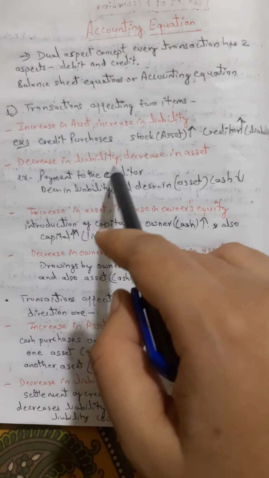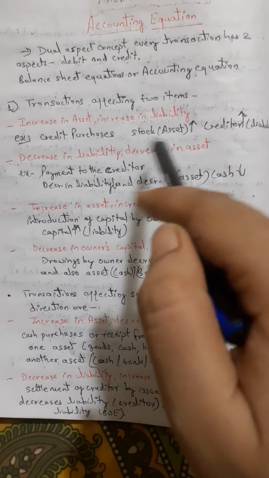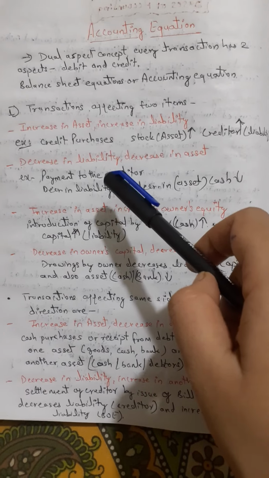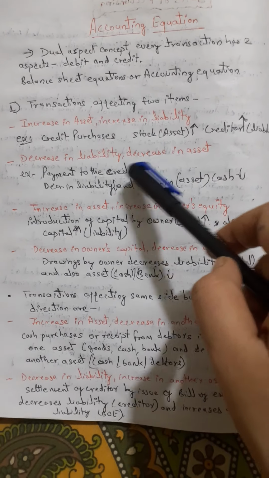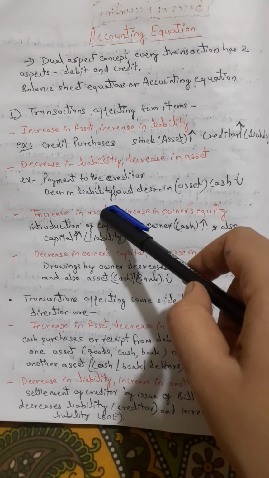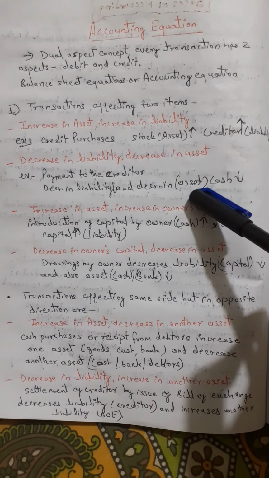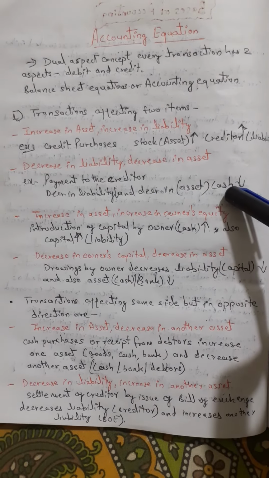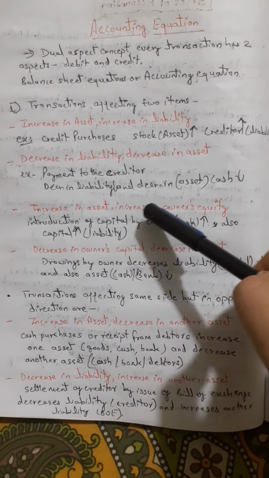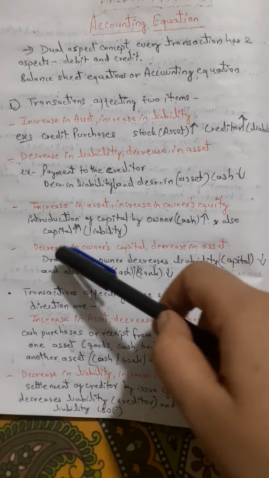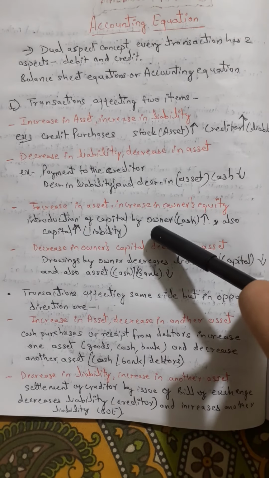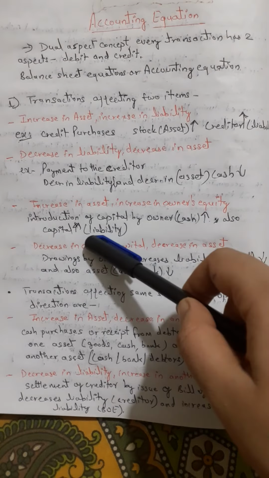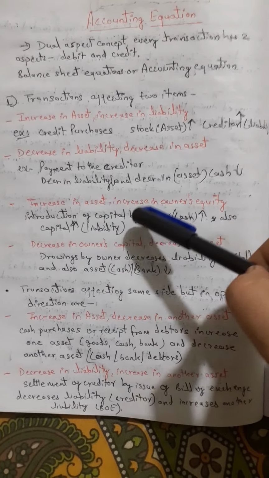Another point: decrease in liability leads to decrease in asset. How? If you have paid the creditor its due amount, what will happen? Your liabilities will decrease and by the same amount your asset will decrease. That means as you have paid that creditor, your creditor goes down as well as the cash. Increase in asset and increase in owner's equity. Here, if capital has been introduced by the owner, the cash will go up, that means assets will go up. Along with that, capital or liability will also go up.